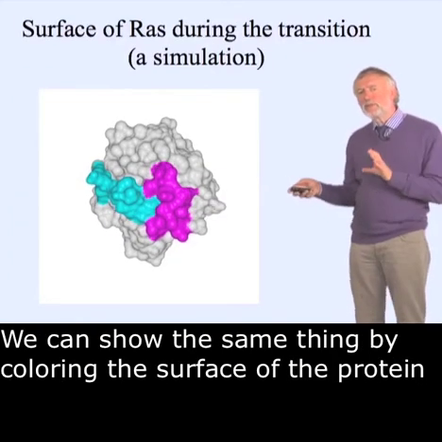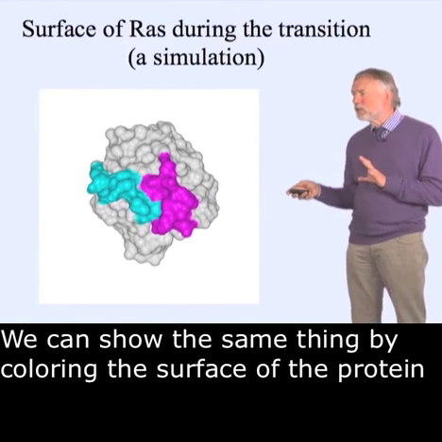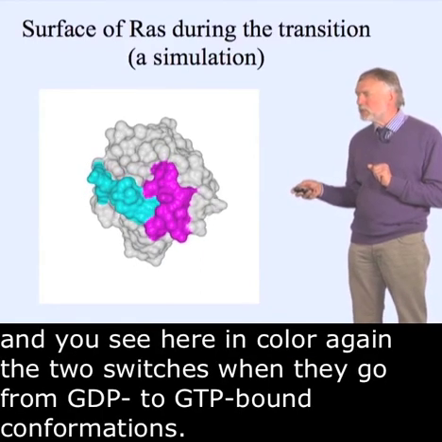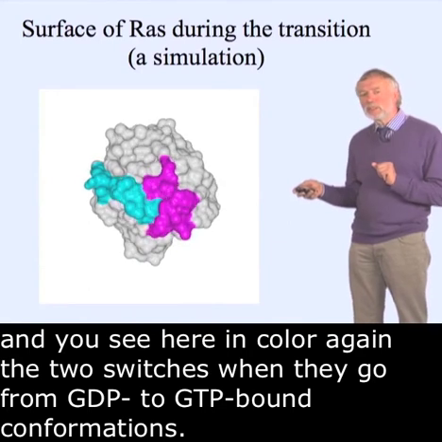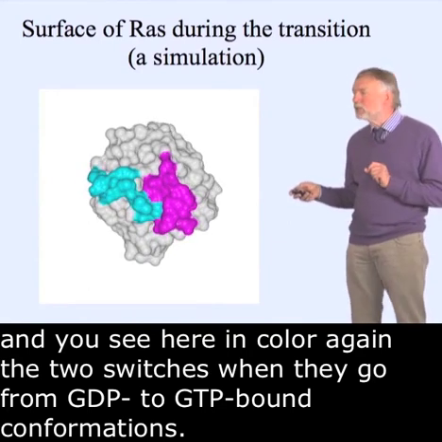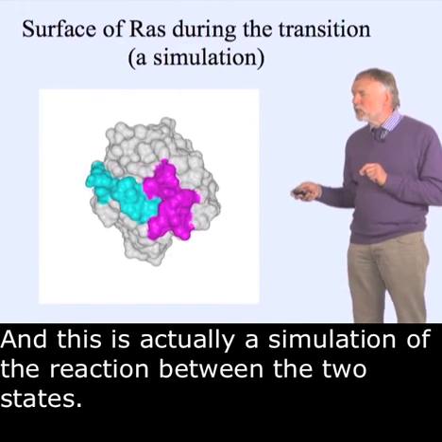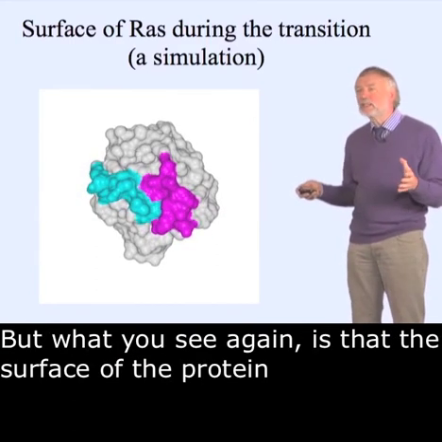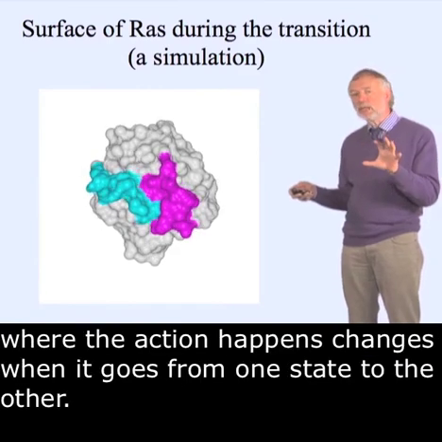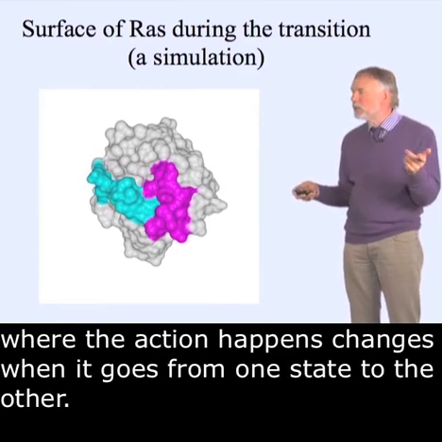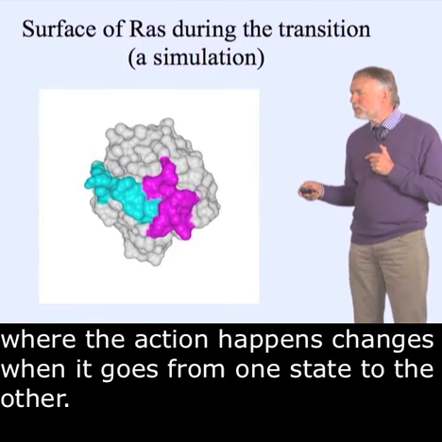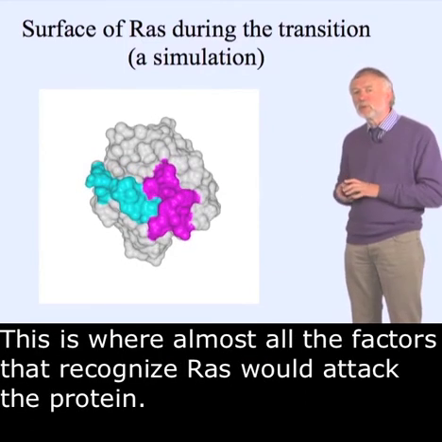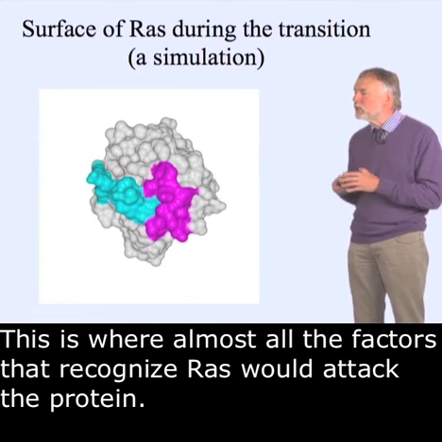We can show the same thing by coloring the surface of the protein, and you see here in color again the two switches when they go from GDP to GTP bound conformation. And this is actually a simulation of the reaction between the two states. But what you see again is that the surface of the protein where the action happens changes when it goes from one state to the other. And so that's where the business end of the protein is. This is where almost all the factors that recognize RAS would attack the protein.